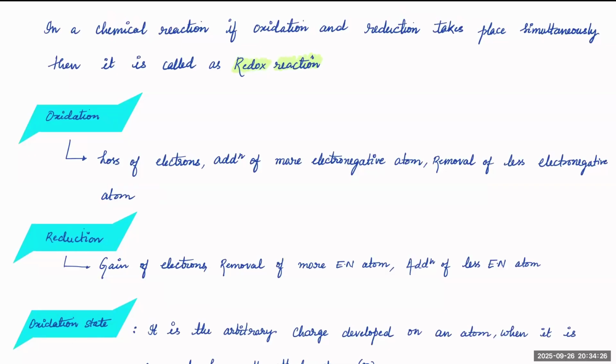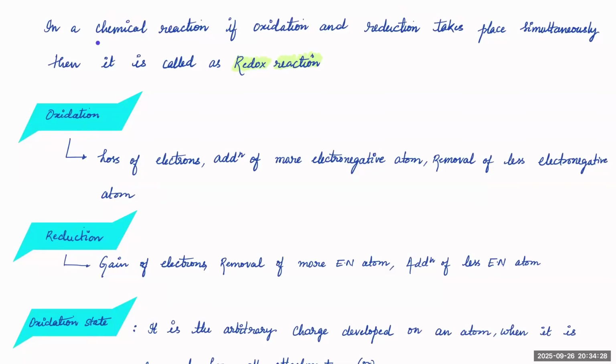The topic is redox reaction. Basically, there are many types of chemical reactions. If any chemical reaction is going through terminologies like oxidation and reduction, and in fact, without oxidation, there is no reduction and vice versa, it has to happen simultaneously. Such type of reactions are called redox reactions.